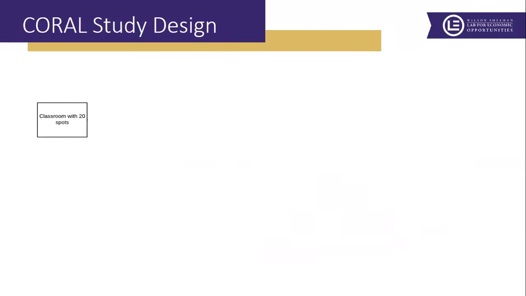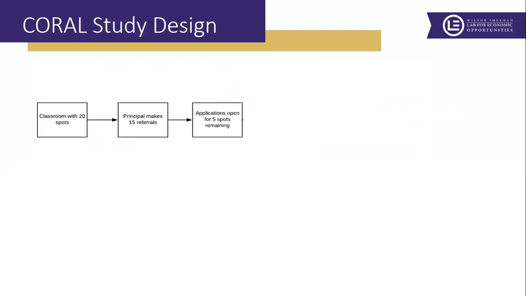So this is a study design we came up with. Say you have a classroom with 20 spots. Per usual, the principal will make the referrals that he wants to make. Say he has 15 kids that he wants to make sure are in the program, no problem, they get referred. So after that process is taken care of, you have 5 spots remaining, and we're going to open up the application process at that point for those 5 spots.